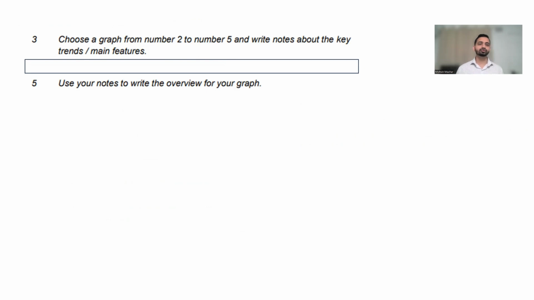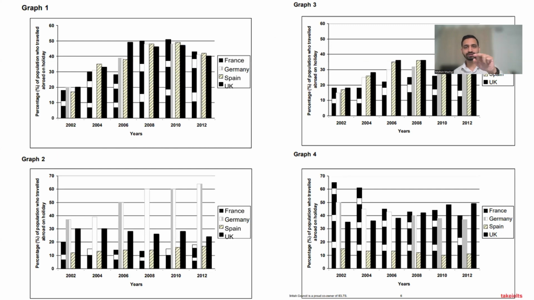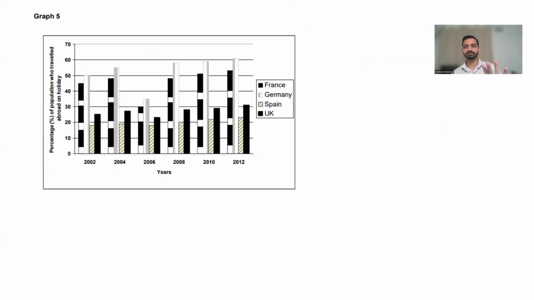All right, now what you're going to do is choose a graph from 2 to 5. Again, you'll have to go back a few screens. And actually, I'll show you the screens here. 2 to 5, and write notes about the key trends and main features. So you will write an overview, please. Write down, first of all, before writing the overview, try to write main things so that it can help you to write an overview. So write the main trends and the main features, okay? From 2 to 5, just focus on graph 2, 3, 4, and 5. Just write general details, general features, general trends, and then you will write an overview.